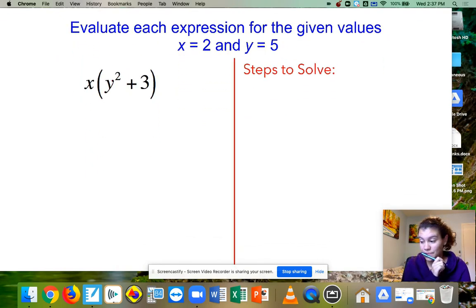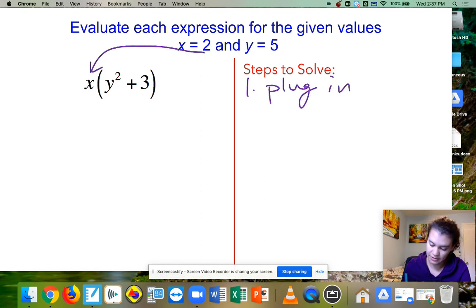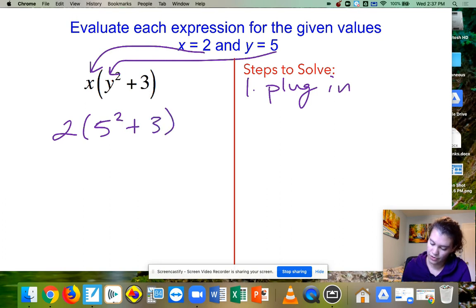Same idea here. So pause and try this on your own, and then we'll do it together. First step is still to plug in. So 2 plugs in here, 5 plugs in here. We have 2 times 5 squared plus 3. So if we have the PEMDAS, we do have parentheses right here. So we need to figure that out first.